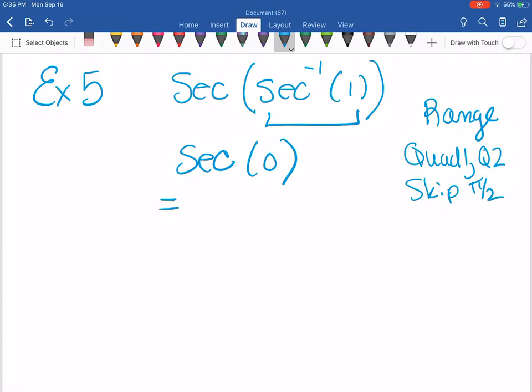And then I'm going to find the secant of 0. And the secant of 0 would be the reciprocal of cosine 0, which would be 1. So my final answer would be 1.